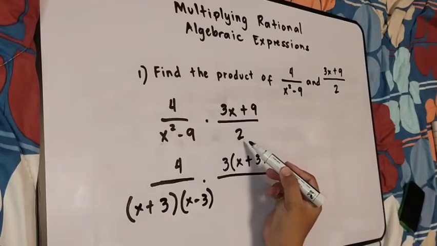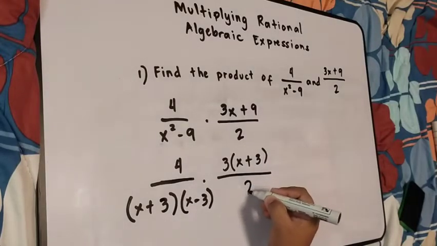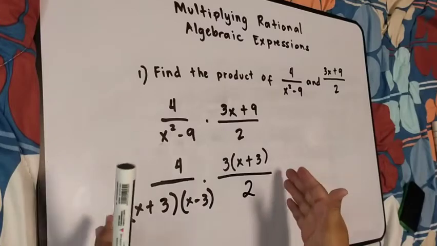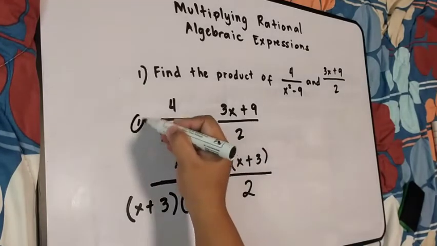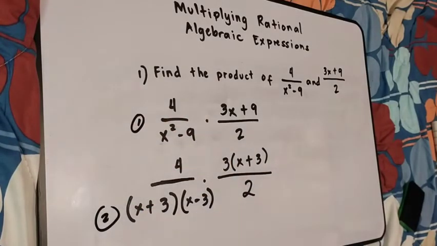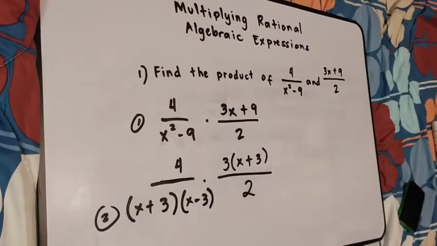Now, how about this one? 2. Ma-factor pa ba? Hindi na, di ba? So, just copy. So, now, ito na yung factored form nitong given. Okay? So, ito yung first step. Then, second step, ito, pinactor na natin. Now, after factoring the numerator and denominator, we're going to cancel out any factor that are common in the numerator and denominator. Now, ano ba yung common na nakikita nyo? We have x plus 3 in the numerator and x plus 3 in the denominator.